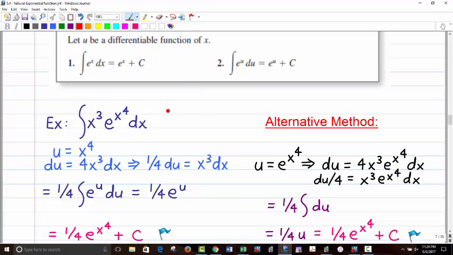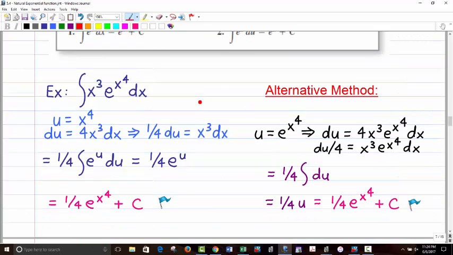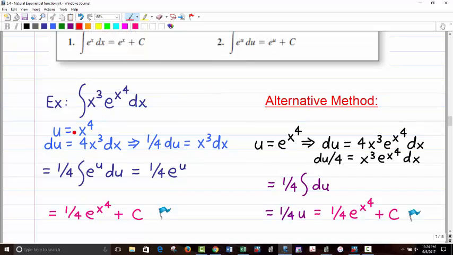It's x cubed times e to the x fourth. So you let u be x to the fourth. That way du would be 4x cubed, and then divide both sides by 4, so you have 1/4 du equals x cubed dx. So see, your 1/4 du takes care of the x cubed and the dx, and this part in the middle is just going to be e to the u. So you end up with 1/4 integral of e to the u du.